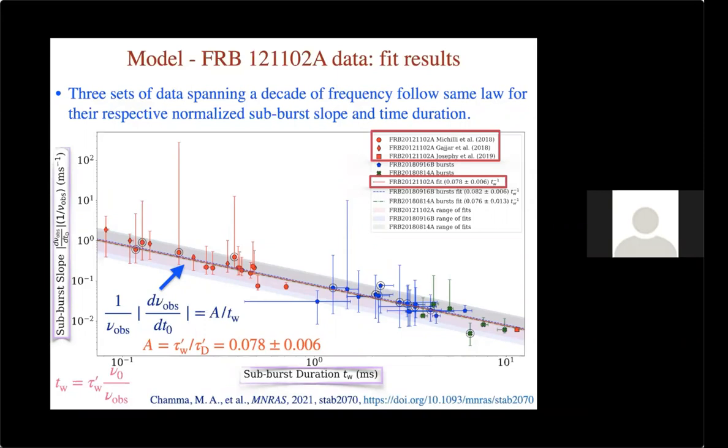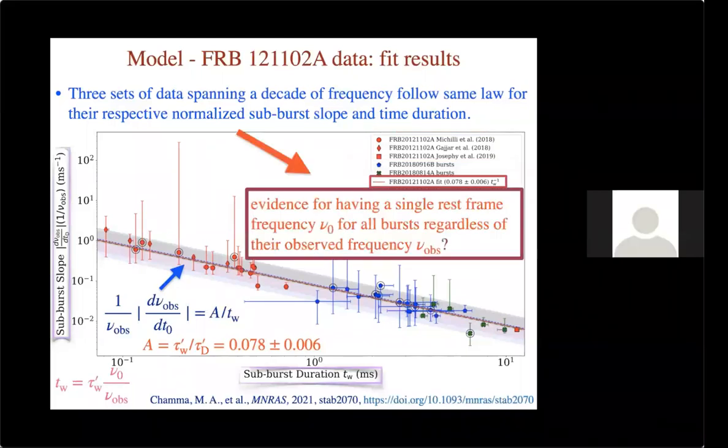As I showed, the FRB 121102A data follows the pulse narrowing that we saw with increasing frequency, the sad trombone effect, where the central frequency drift scales linearly with nu observed. And here we see that data from 3 different sets, with different nu observed, are following the same law. This can only be explained if the rest frame frequency nu naught is not varying by a lot, and they share the same rest frame frequency.